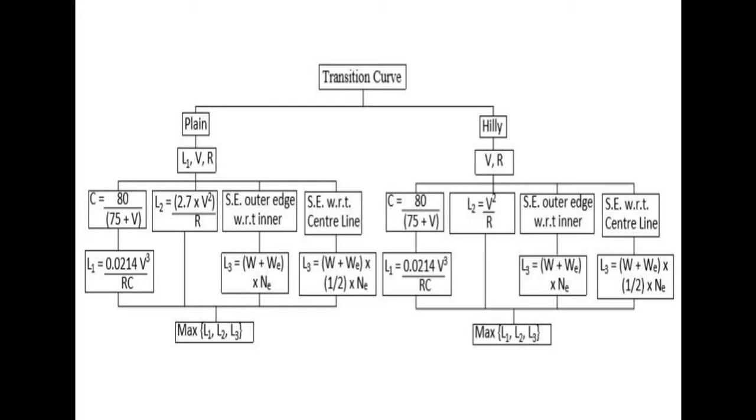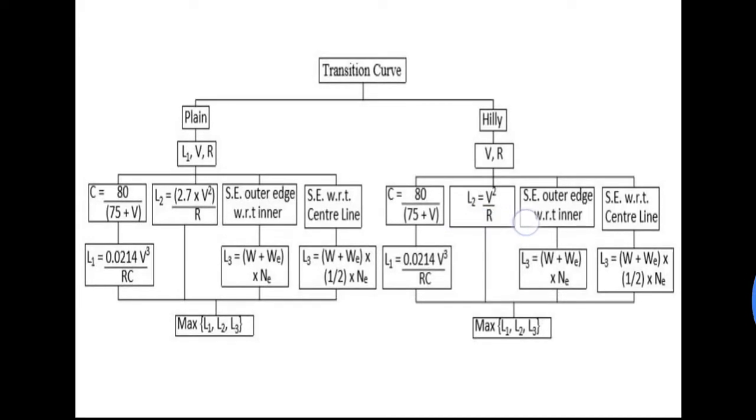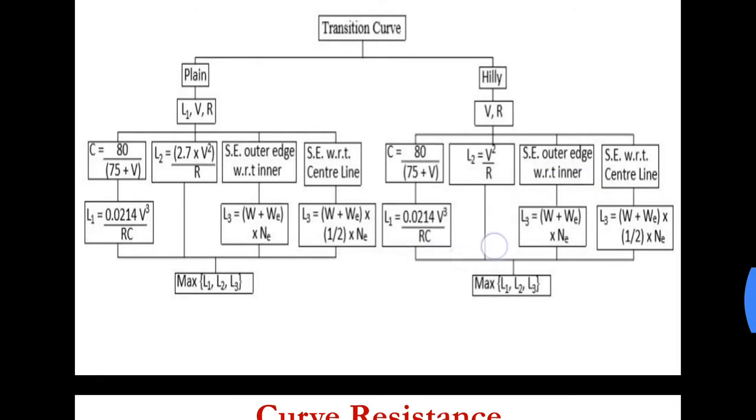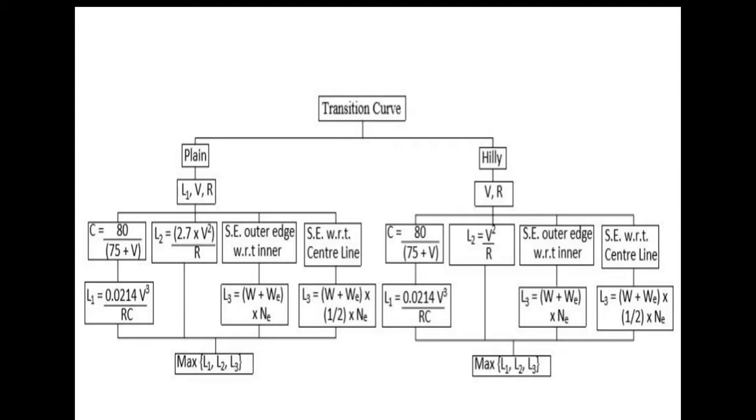Now the same set of formulas are also used if the terrain given is hilly. The only difference is in the empirical formula. In the empirical formula for hilly and mountainous terrain, the formula is L2 is equal to V square by R. It is not 2.7 V square by R, but it is only V square by R. So understand the difference. And in this case also we would find out L1, L2 and L3, and the maximum of these three values would be adopted as the design transition curve length.